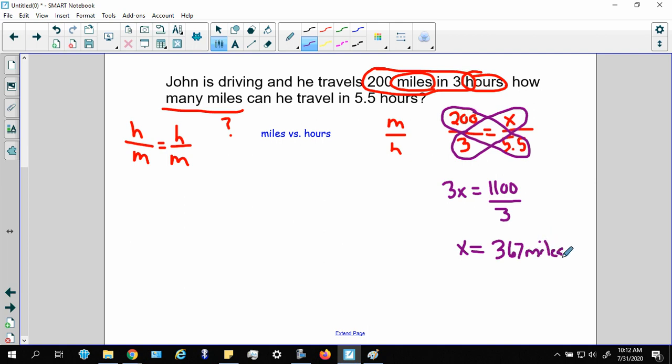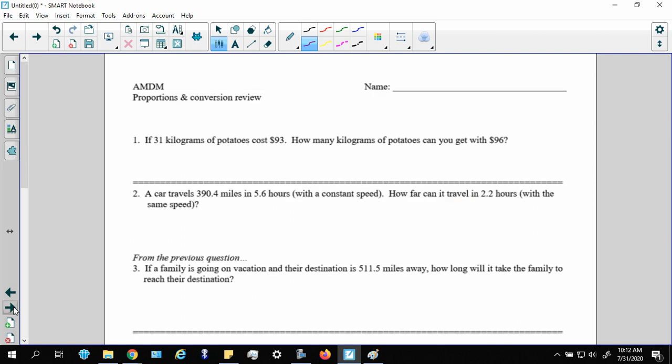Again, right with my mouse. There you go. So 367 miles. All right. So as you are working through, and now we're actually going to go to the worksheet here, you're dealing with the same type of questions. And some of them are relatively simple, and then some of them tend to get a little more challenging.